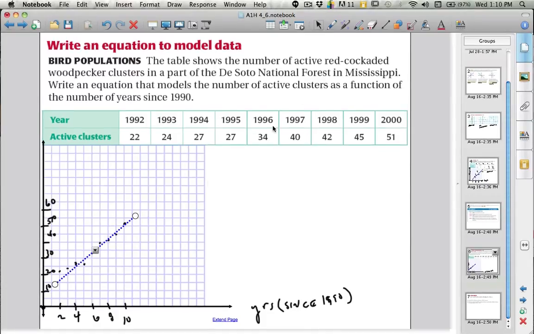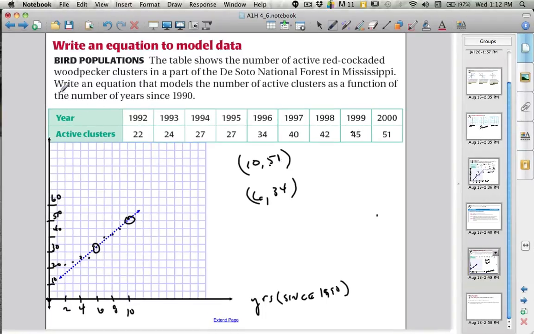And what I've done is I've actually picked 2 points that are part of my data set. So I've got this one. I'm going to use 10, 51. And actually, I didn't use the number 2000. I used years since 1990. That's a convention for graphing that we would normally do. 10, 51. And then I also have picked this point here, and that's 1996, so that's 6, 34. Okay, so I've picked these 2 points that are on my line that I feel best model the data.